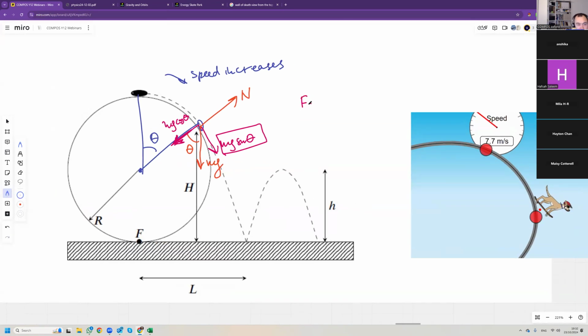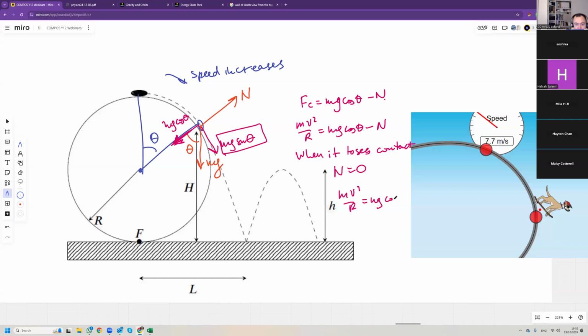So the centripetal force is mg cos theta minus the normal reaction force. But the centripetal force is mv squared over r, equals mg cos theta minus the normal reaction force. When it loses contact, N is 0. That means mv squared over r equals mg cos theta. You cancel the m. So if you're looking for the angle, cos theta equals v squared over rg. So this is the angle at which it loses contact.